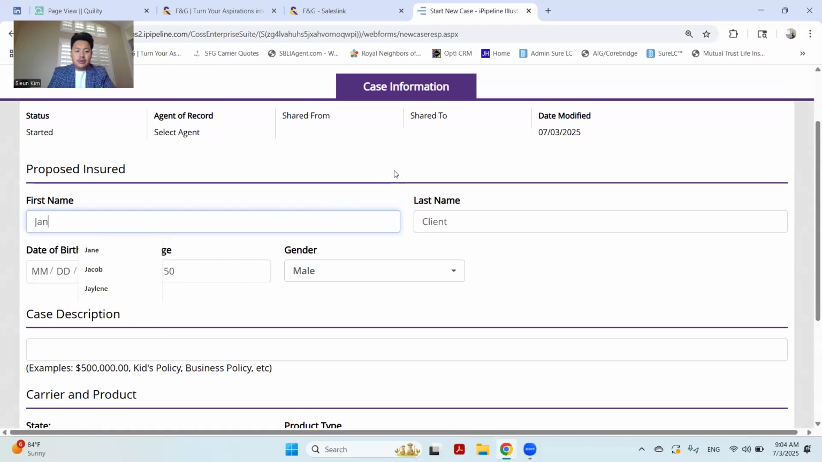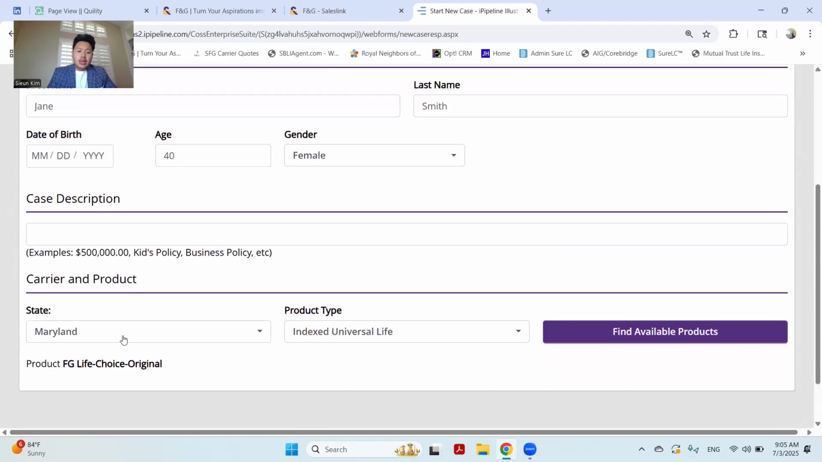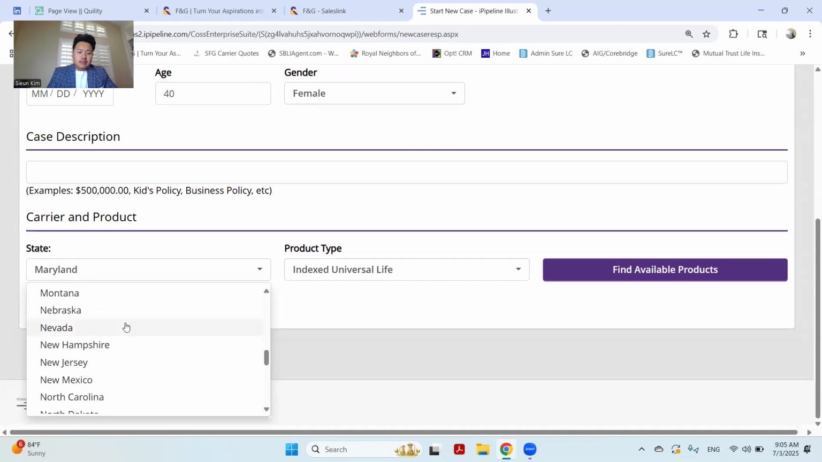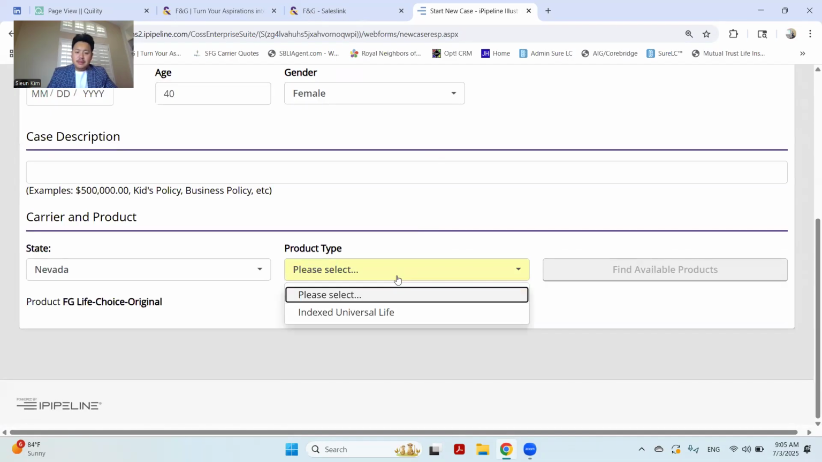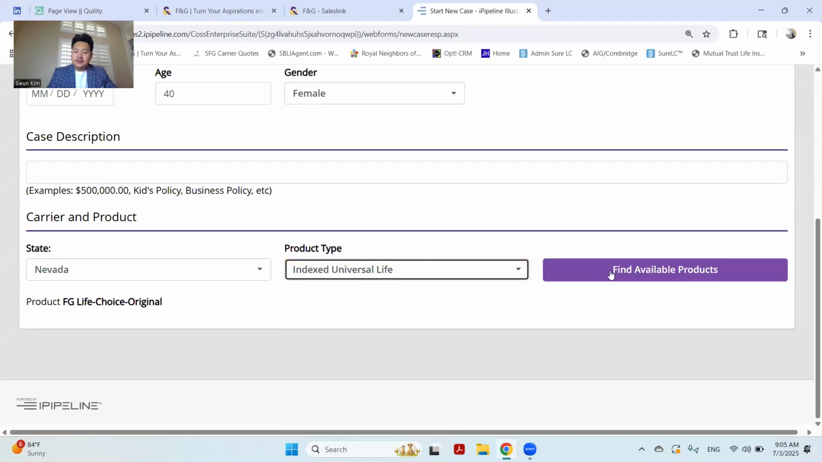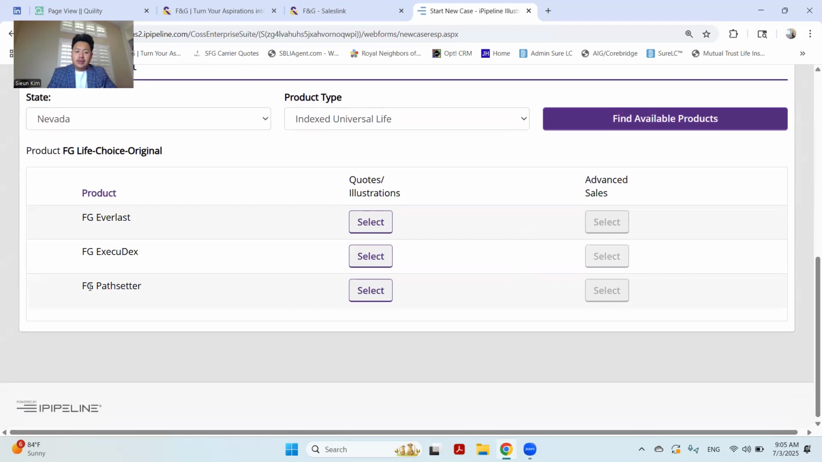And we're going to use Jane Smith as an example. Let's just make the client 40 years old, and let's make her female. For State, you can choose whatever state you'll be writing the business in. Choose Index Universal Life and find available products. The one that we primarily use is the FG Pathsetter. So you're going to click Select.